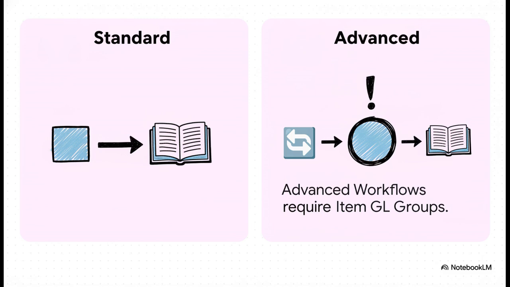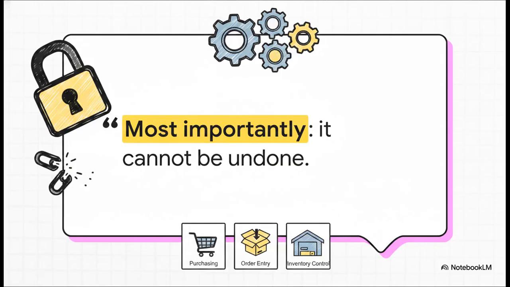Instead, you are forced to route every single item through an item GL group, and it's that group that eventually maps out to your specific GL accounts. It completely changes your mapping strategy from the ground up. And that brings us to the ultimate blueprint hard stop. Listen to how the source documentation explicitly warns us here. "Most importantly, it cannot be undone."